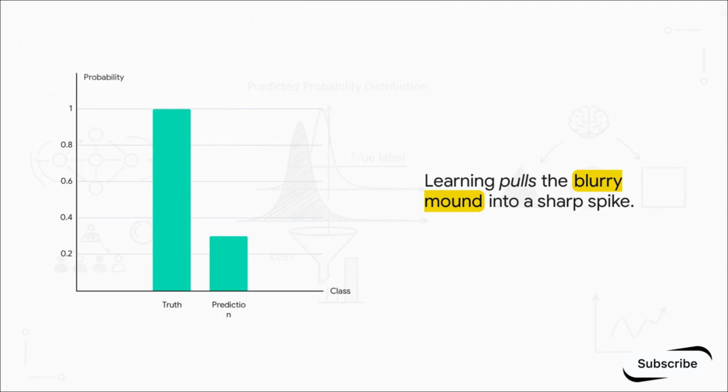Now, what's really fascinating is how this gives us a visual definition of learning. You see the truth over there on the left, that sharp, perfect spike. But your model's initial prediction? It's usually this blurry, wide, unsure mound of probabilities. Learning is this beautiful, elastic process. The loss function grabs that blurry mound and aggressively pulls it, stretches it, and sharpens it until it perfectly mimics the shape of the truth spike.